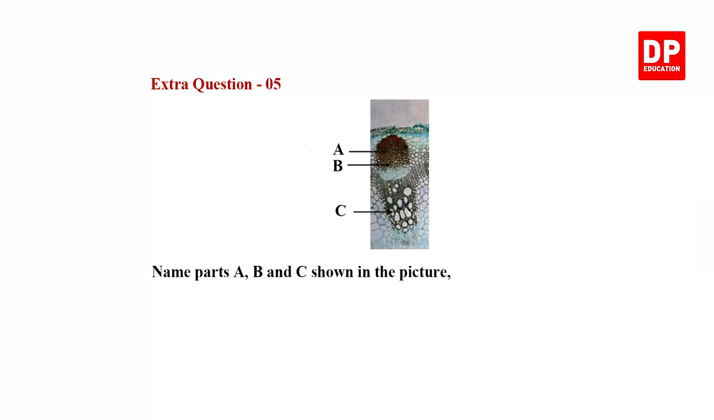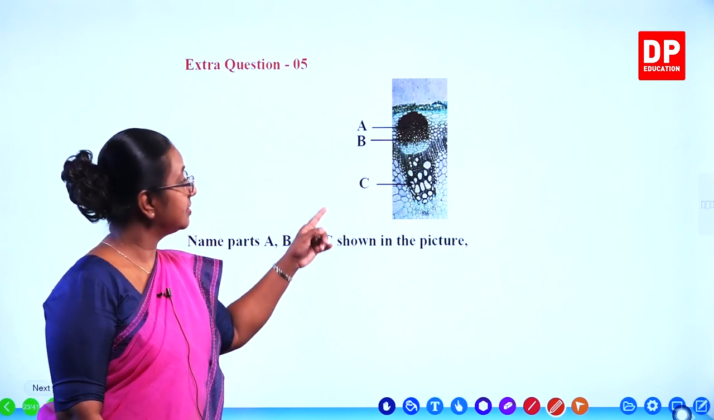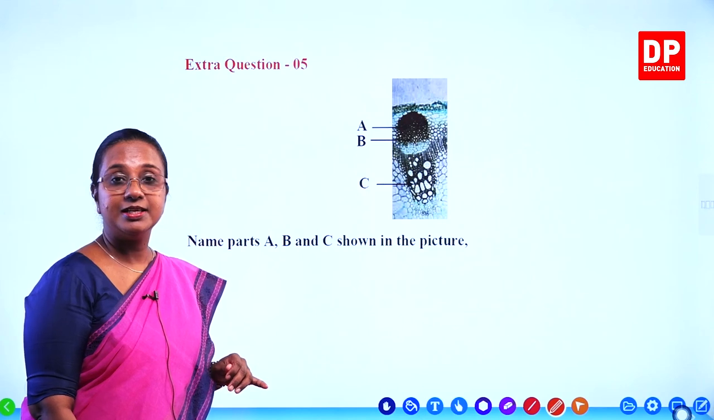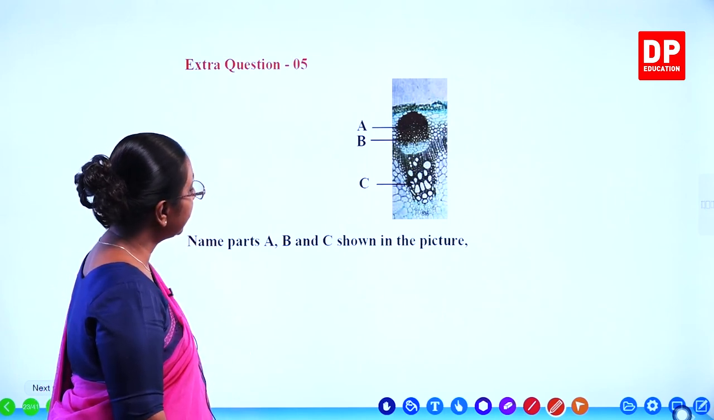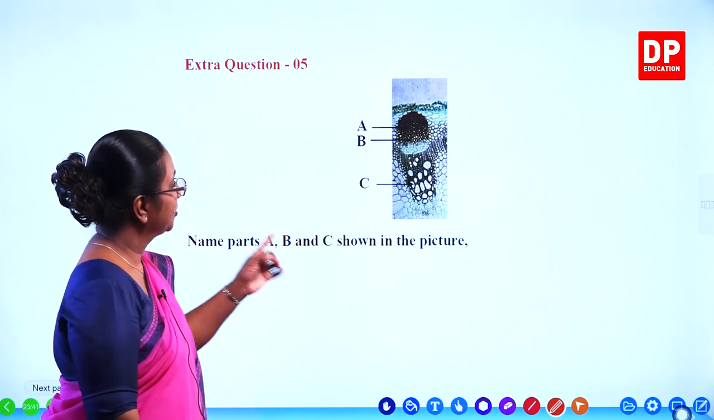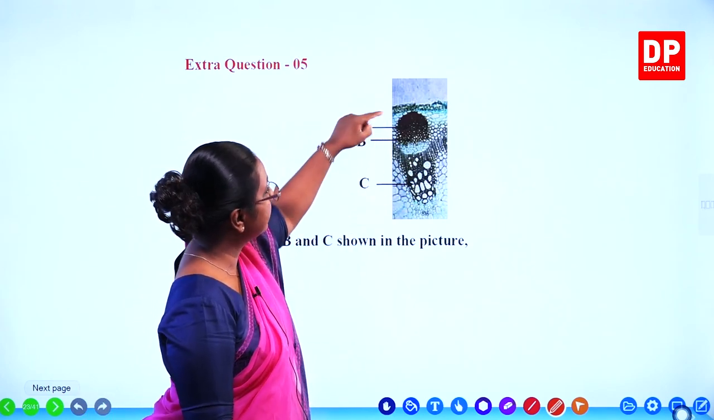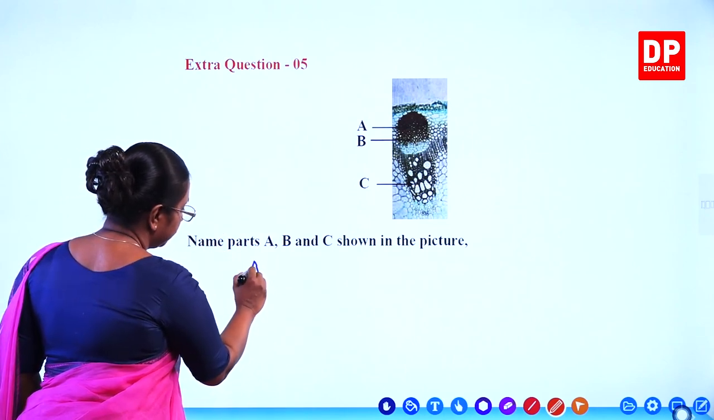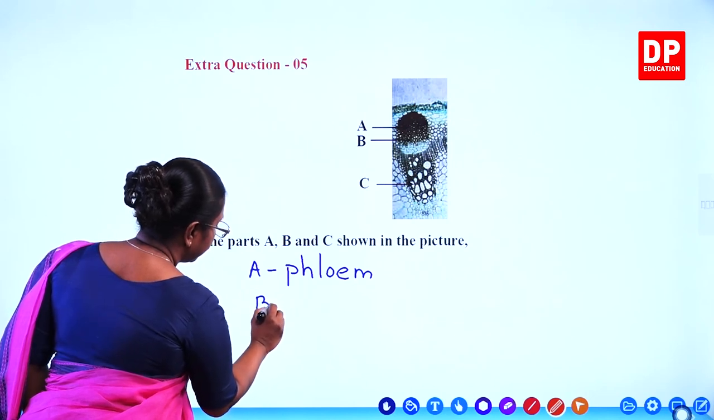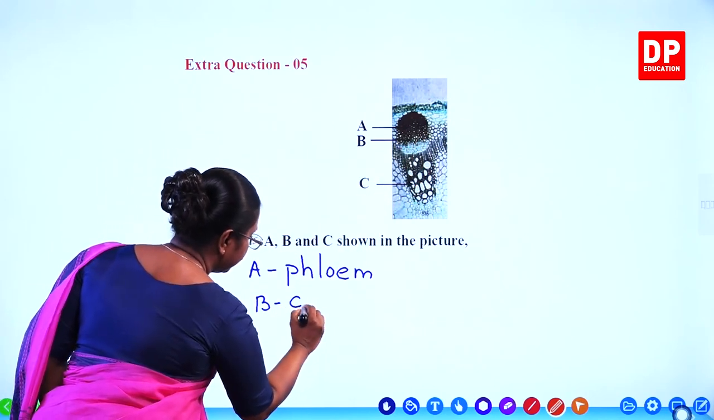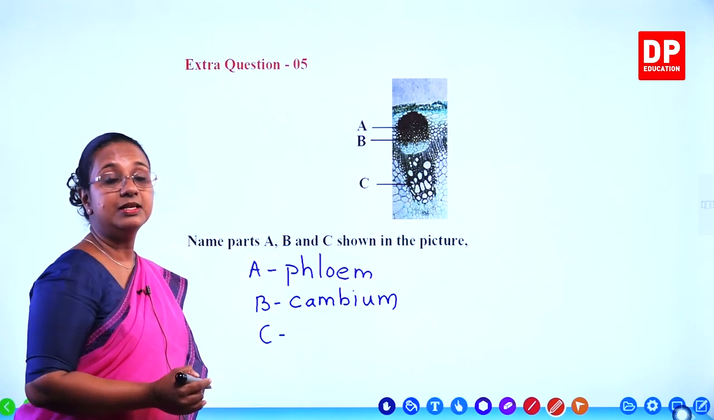Cambium. We'll move on to the next question. Extra question 5. So here they have given you a picture. I'm sure you can remember this picture. This is part of a stem when you observe under the light microscope, a cross section of a stem under the light microscope. Name parts A, B and C shown in the picture. So we just discussed this part. This is a vascular bundle and you all know A is the phloem. So here part A will be the phloem, then part B is the meristematic tissue, this part that is the cambium, and part C here will be the xylem.